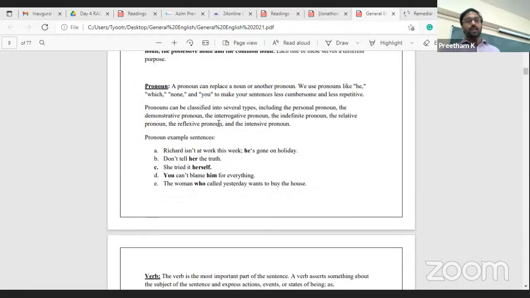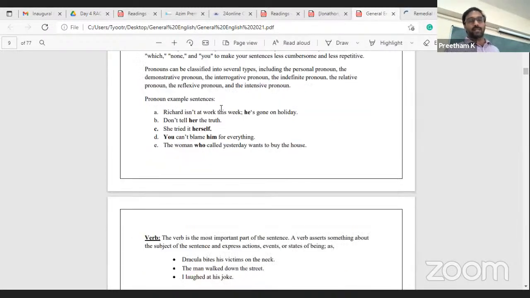Then pronoun. A pronoun can replace a noun or another pronoun. We use pronouns like he, which, none, and you to make our sentences less cumbersome and less repetitive. So the main purpose of using pronouns is to avoid redundancy and repetition. Every time if you keep on mentioning the name of the person, it looks odd. Therefore, use he or she.